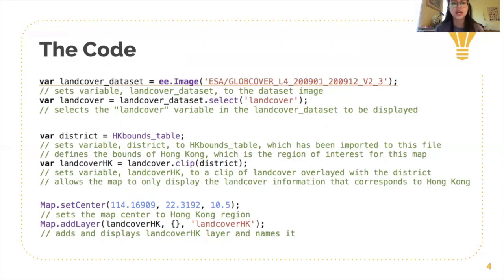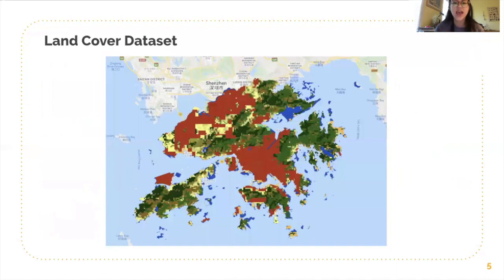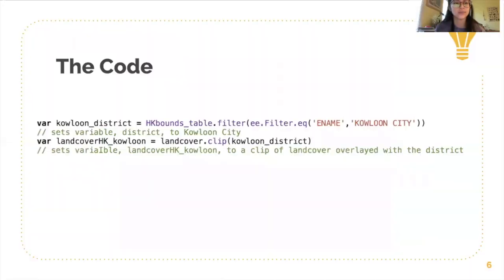And the third chunk sets the map center to Hong Kong and adds this layer so that you get this output. We see a lot of different colors. The main colors are red, which are the urban and developed areas. The yellow is shrubland and cropland, and the different shades of green show different kinds of forests. You can see the full legend on the Google Earth Engine website.